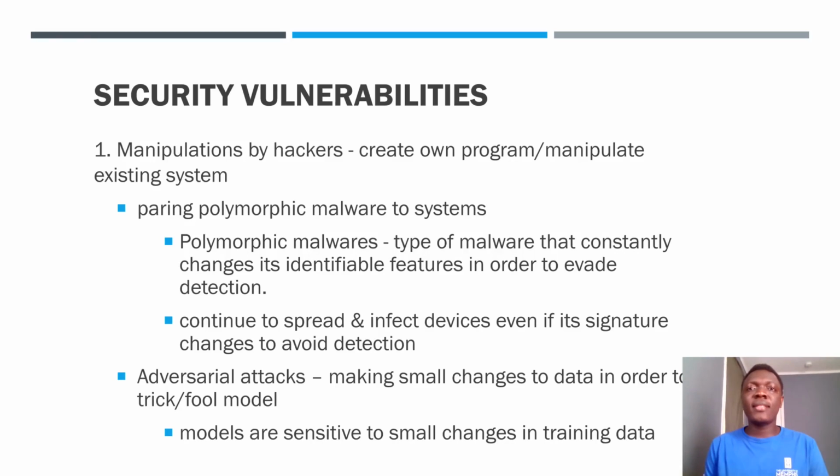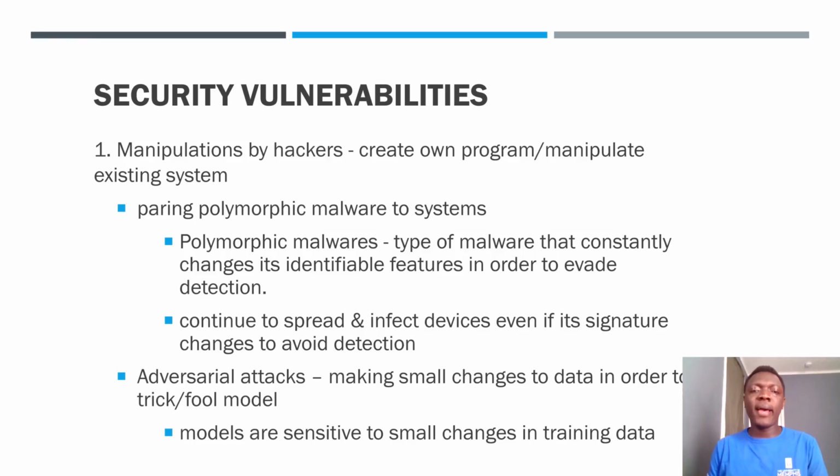One way to do this is by pairing polymorphic malwares to the system. Polymorphic malwares basically refers to a type of malware that constantly changes its identifiable features or its environment in order to evade or avoid detection. What happens is that they change their identity, and then by doing that, the AI system bypasses it whenever it tries to detect any threat in it.